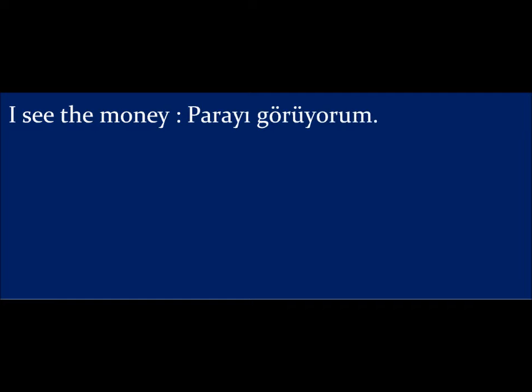Parayı, it's a direct object, so it's put in the accusative form. Accusative means direct object, alright? We have to show it in Turkish. Parayı görüyorum. But if we see someone else's money, that someone else's money is a genitive form because it's third person possession.